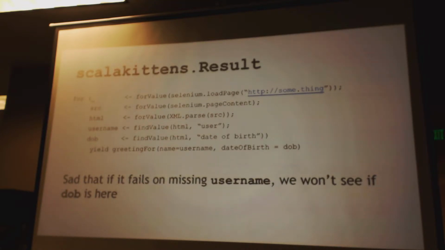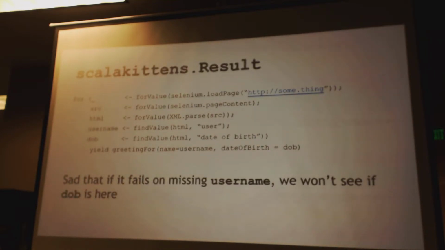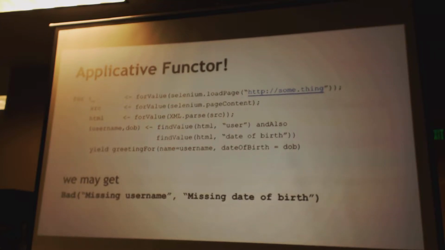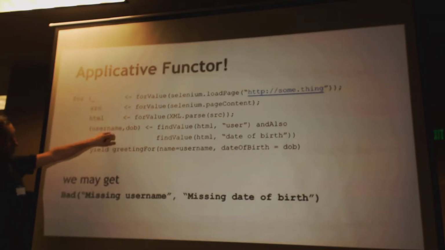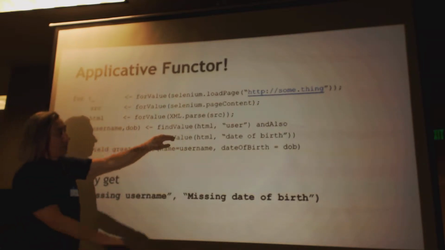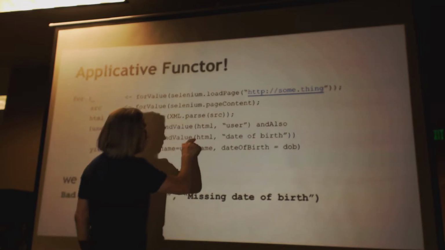The solution is called applicative functor. The name is scary, but the use case is like this. So basically, what's the difference with the previous one? Instead of doing it sequentially, we do it in parallel. We take a tuple, username and date of birth, from this. Find the value of this, and also find the value of this.